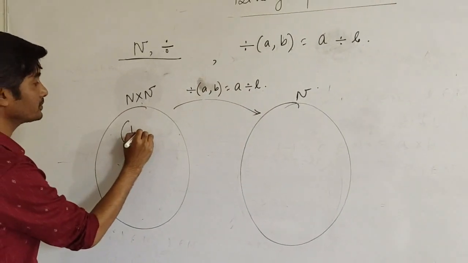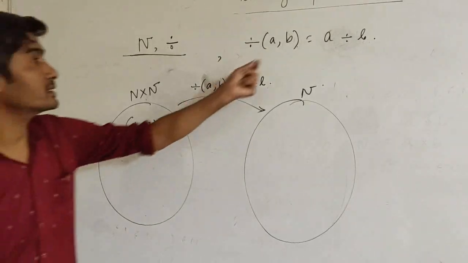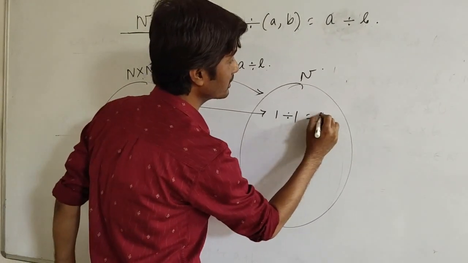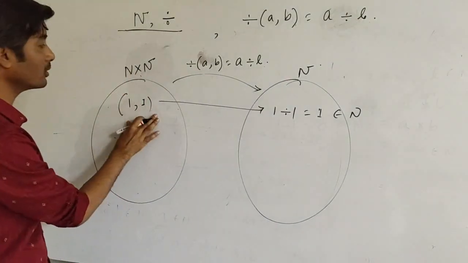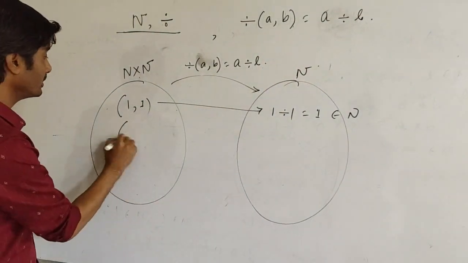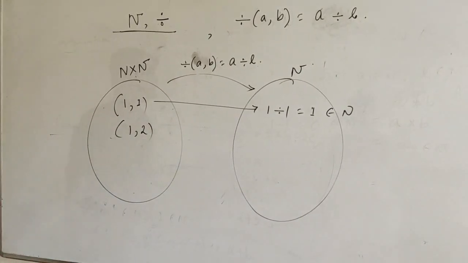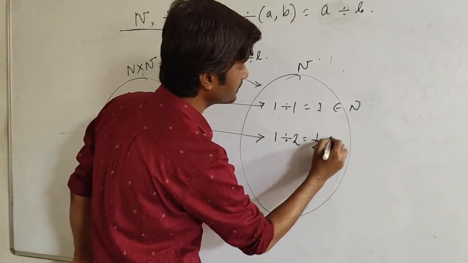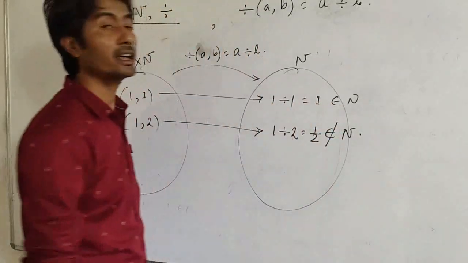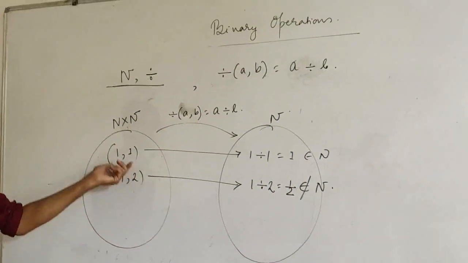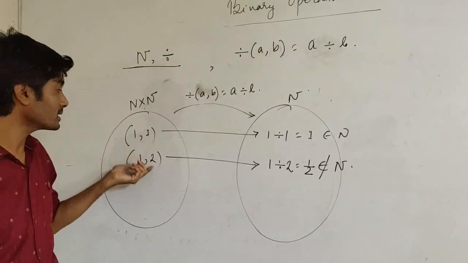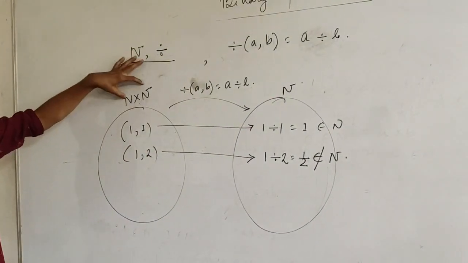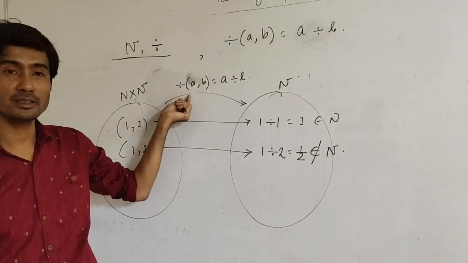So I take 1 comma 1 here. Then following this definition, it should have image 1 divided by 1, which is 1. Of course 1 belongs to N. The image of 1 comma 1 is in N, which is the codomain. We see what will happen to this image if I take 1 comma 2. 1 comma 2 will have image 1 divided by 2, which is half, but it does not belong to N. We see that 1 comma 2 is one such pair that does not have an image in our set N. Therefore, this division operation cannot be a function from N cross N to N, and hence that is not a binary operation on the set N.